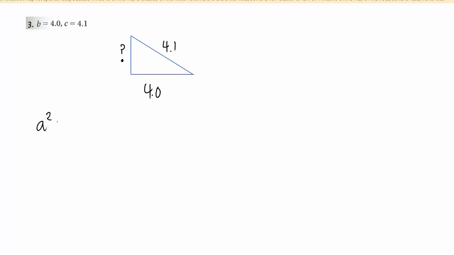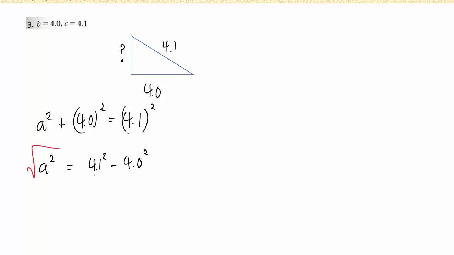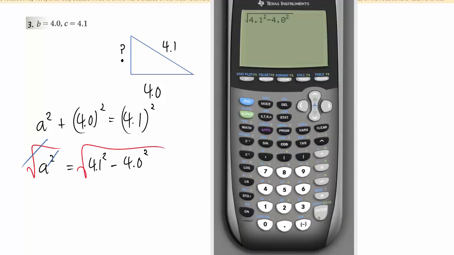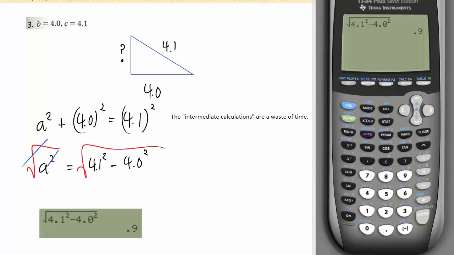For number three, here we're still plugging them in, but notice how we're given the C, we're given the hypotenuse. So when we substitute that into the formula, instead of just being able to square root both sides right away, we've got to move the 4.0 to the right side of the equation. Then we square root both sides, and here we have a subtraction sign instead of a plus sign between the values. You get 0.9 as a result.